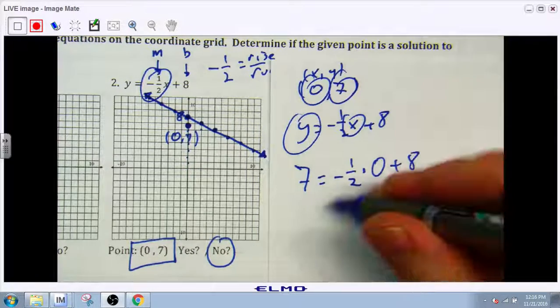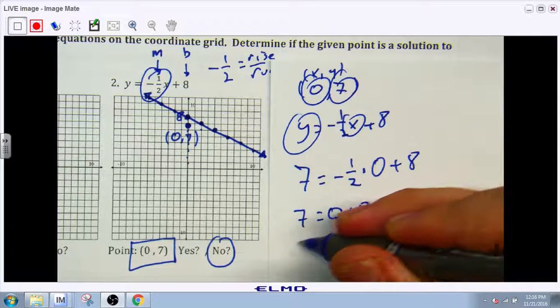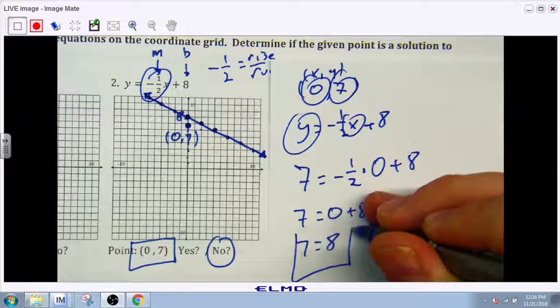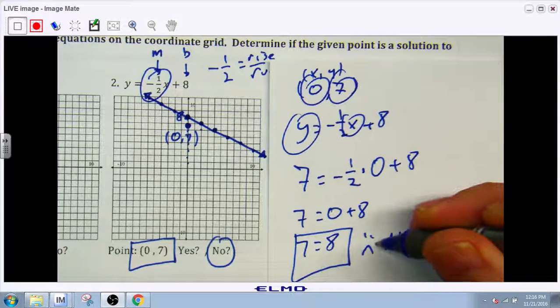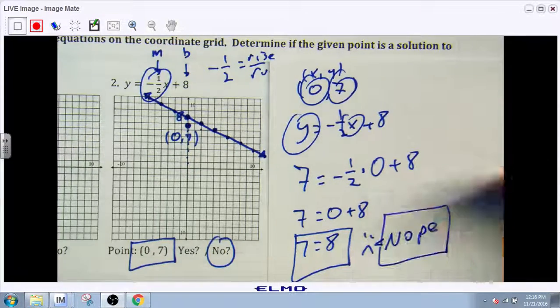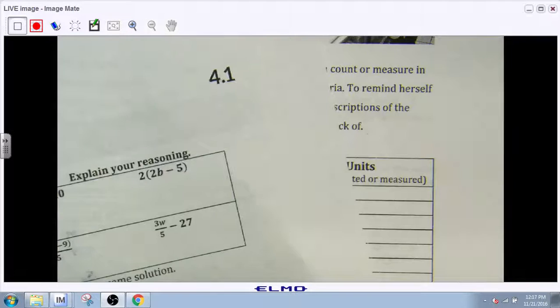Negative 1/2 times 0 is 0, and then 0 plus 8 is 8. And does 8 equal 7? Nope. So we would know that that would not be an answer. Okay. So that's what that first section is asking us to do. Let's turn the page.